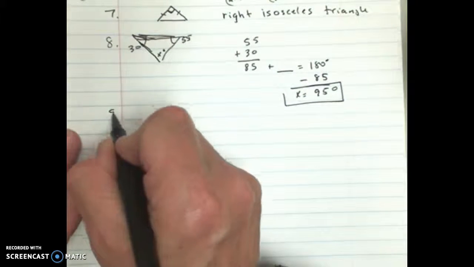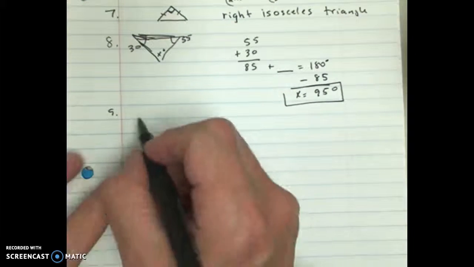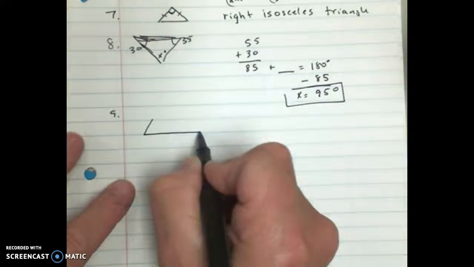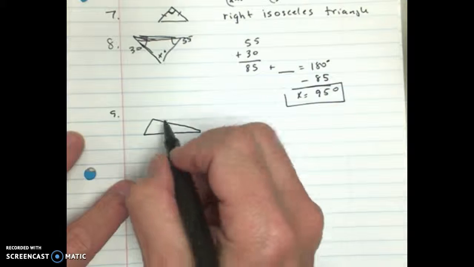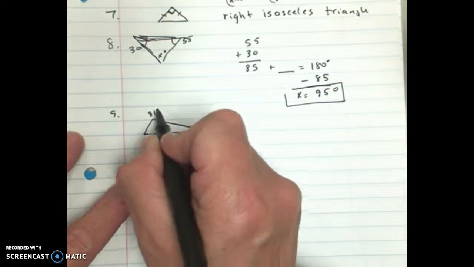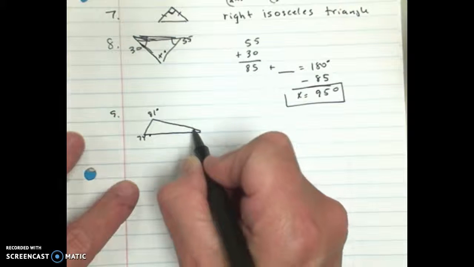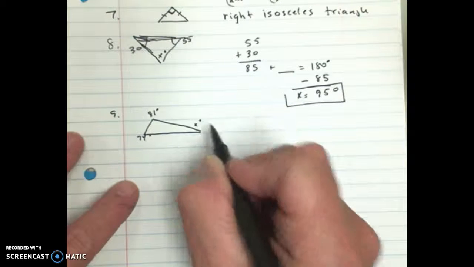Number 9, we have a triangle that looks kind of long on the bottom, and it's labeled at 81 degrees, and we have 74 degrees, and we have x right here. We don't know what x is.